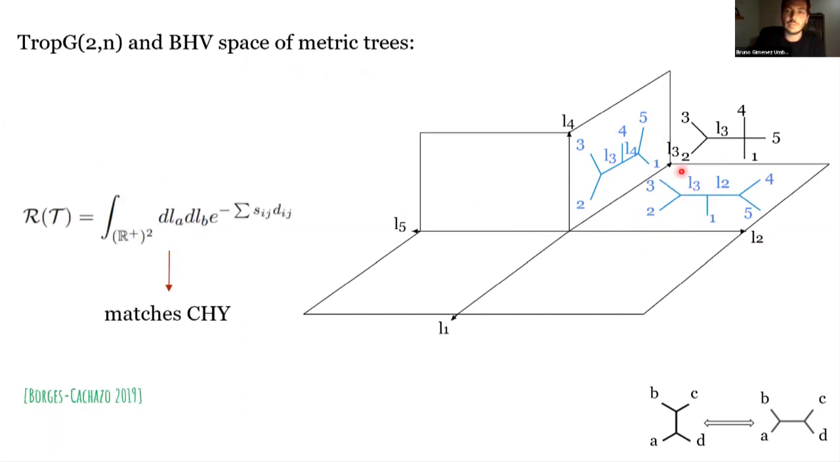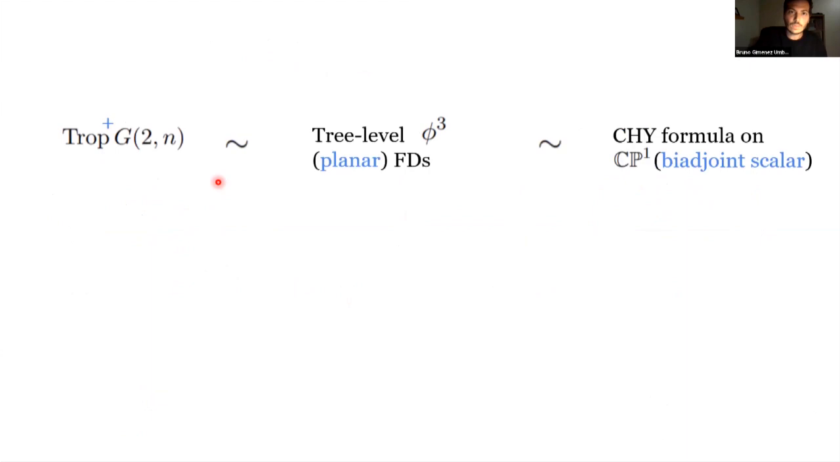So you can think of it as the space of Schwinger parameters. And in order to compute their contribution to the amplitude, we can just integrate over the space of internal lengths. So as I said, there's a relation between this positive tropical Grassmannian 2,n, also 3-level phi-cubed planar Feynman diagrams, and the CHY formula on CP1 for bi-adjoint scalar amplitudes.